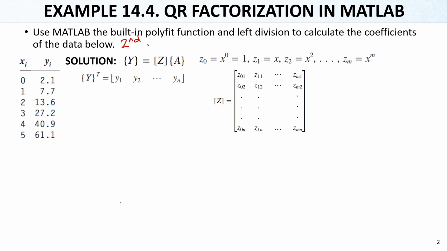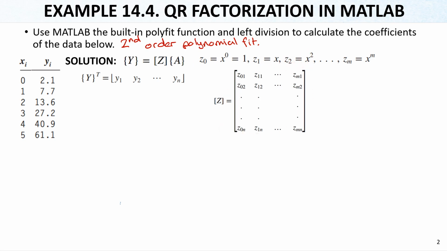Maybe we can write it here as well. Second order polynomial fit, we will use. And for that, first, what we need to do is determine what the z values are for this second order polynomial fit. So for a general polynomial fit with an m order, we basically have these values. So z0 should be x^0, z1 should be x, and z2 should be x^2.